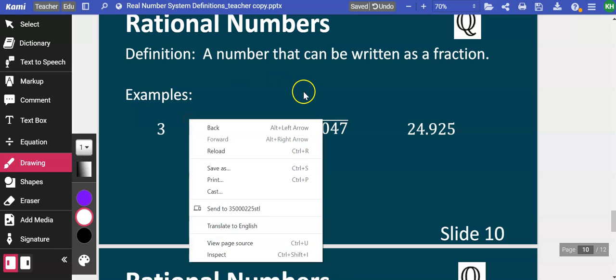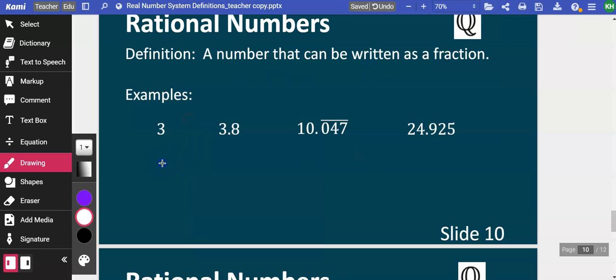All right, next set of examples. Okay, 3 is an integer, so we would write 3 over 1 to change it to a fraction. This is a terminating decimal, so we use place value to change it to a fraction. So this would be 8/10, which you can reduce, but we're going to keep moving on.